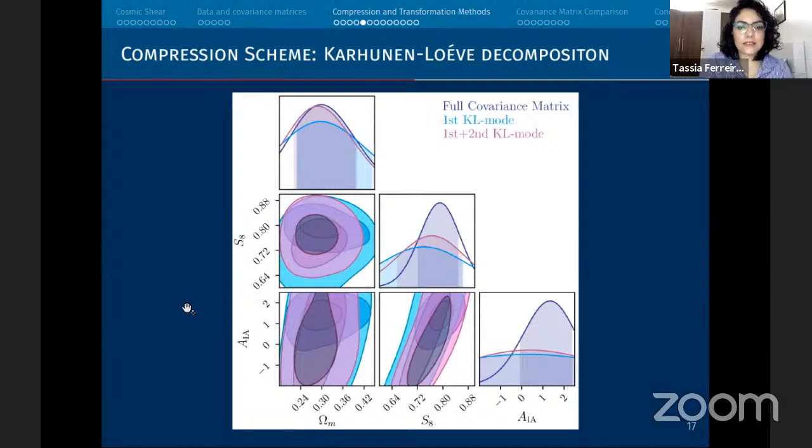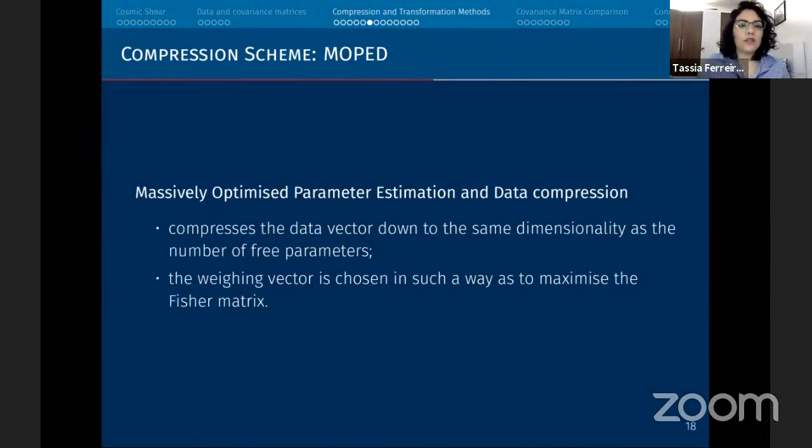removing information that's necessary. Okay, so finally, we have the MOPED compression scheme, which is a massively optimized parameter estimation data compression.